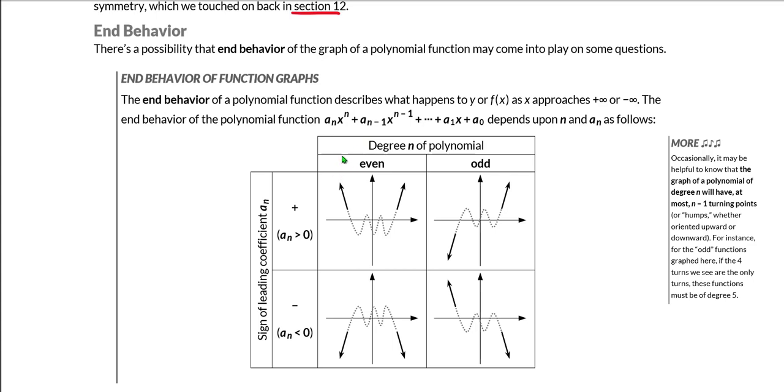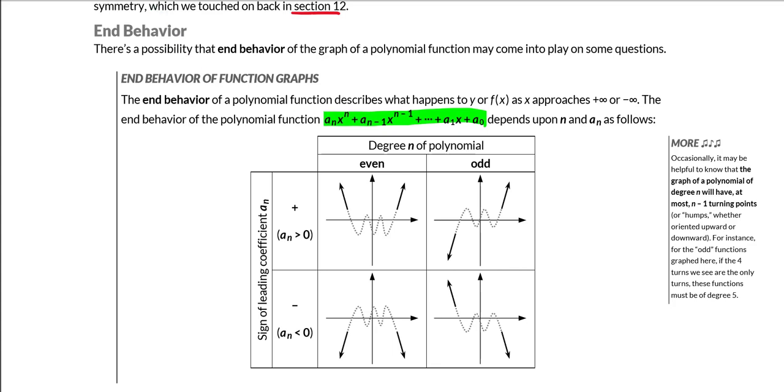So in terms of end behavior, here's what we've got. We've got a polynomial function right there. The leading coefficient is that a sub n right there, and that leading coefficient is in front of the x term with the highest degree. So this is a polynomial of degree n.